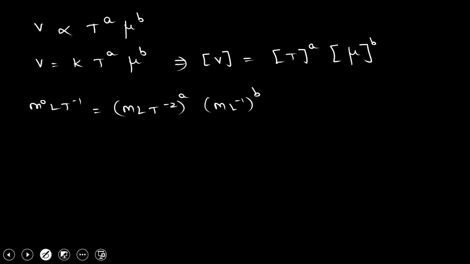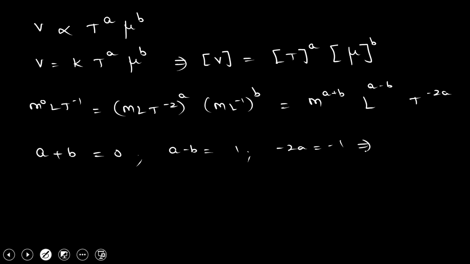So on the right hand side, if I combine, I'll write it as M power A plus B, right? M power A into M power B is M power A plus B. L power A into L power minus B is L power A minus B, and T power minus B. Am I right? So comparing on both the sides, what will I get? I'll get A plus B is 0, A minus B is 1, and minus 2A is minus 1, which implies A is equal to half.